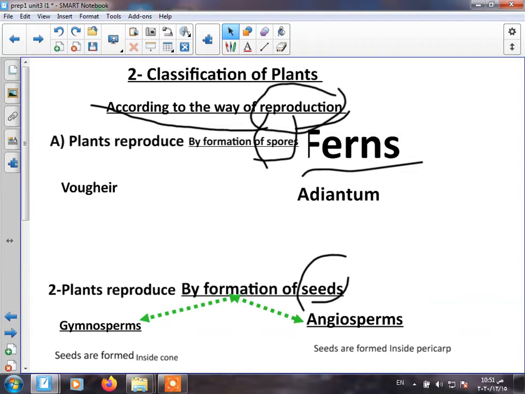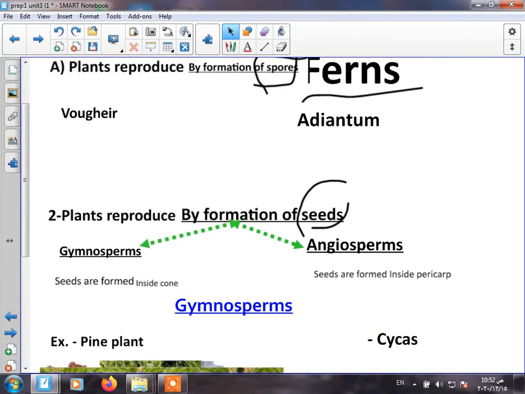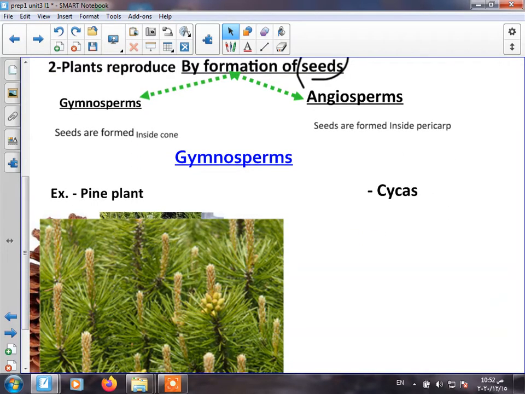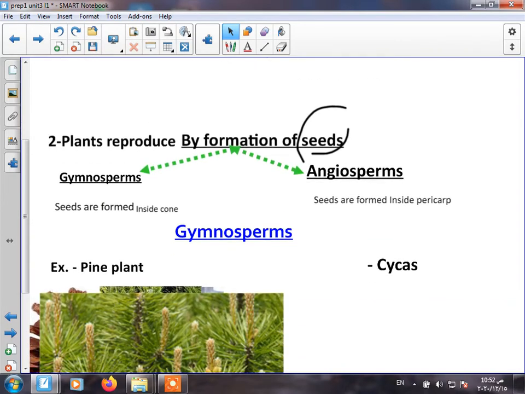Spores form new plants. The second type is formation of seeds. Seeds form or become new plants. In this way, plants reproduce by formation of seeds, and we have two types: gymnosperm and angiosperm. Please memorize these names well, and don't mix them together.